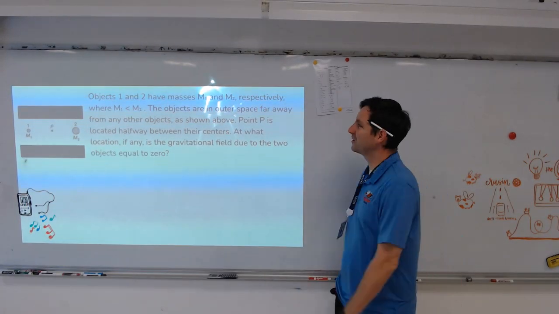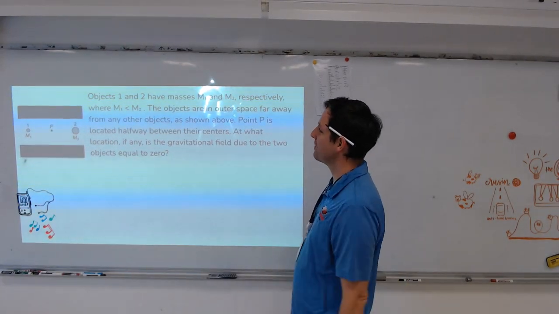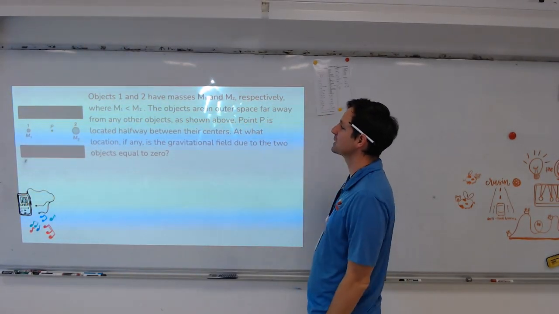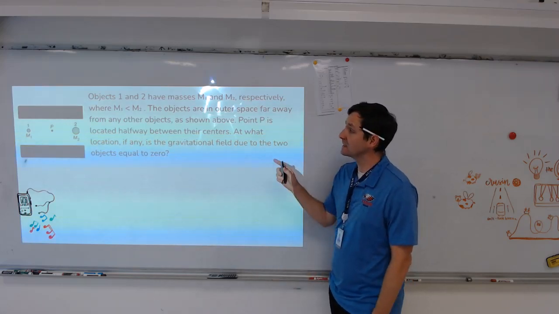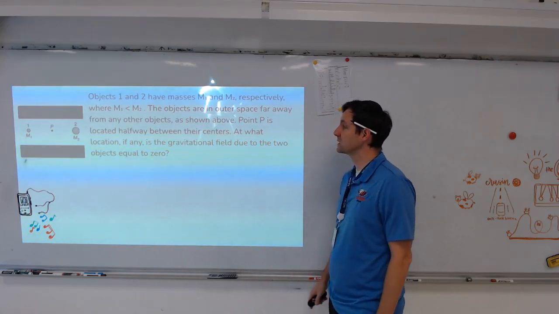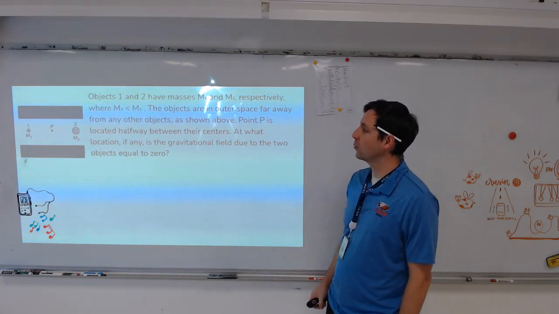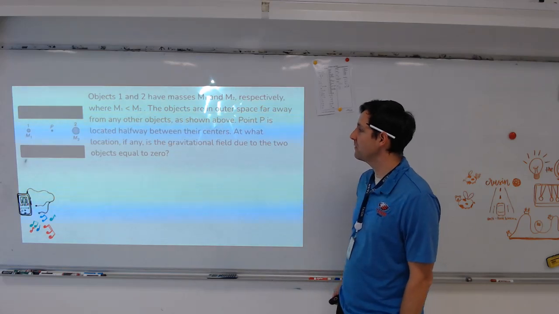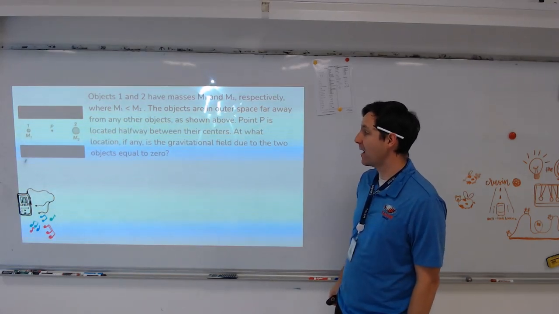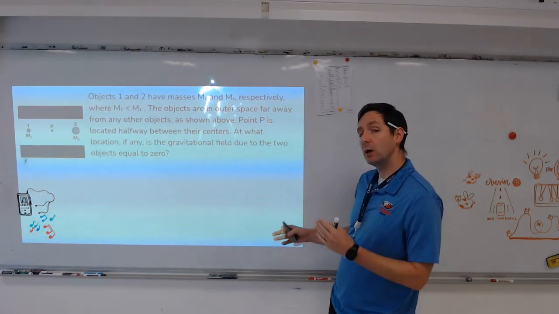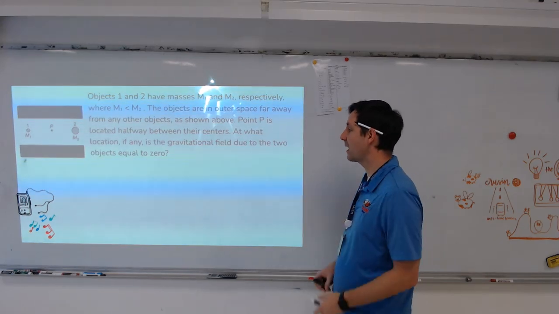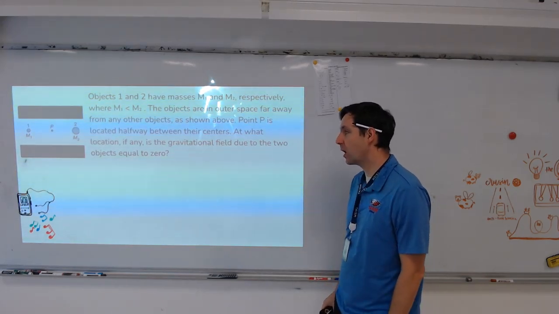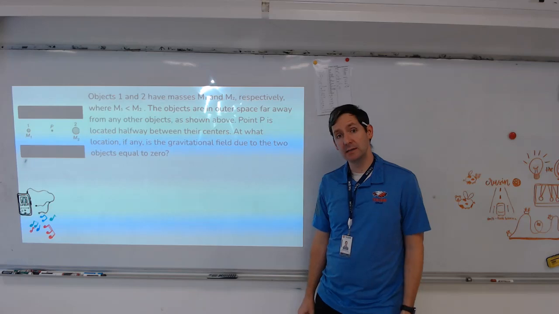Just a few more left. Here we go. Objects 1 and 2 have masses m1 and m2 respectively, where m1 is less than m2. The objects are in outer space far away from any other objects, as shown above. Point P is located halfway between their centers. At what location, if any, is the gravitational field due to the two objects equal to 0?